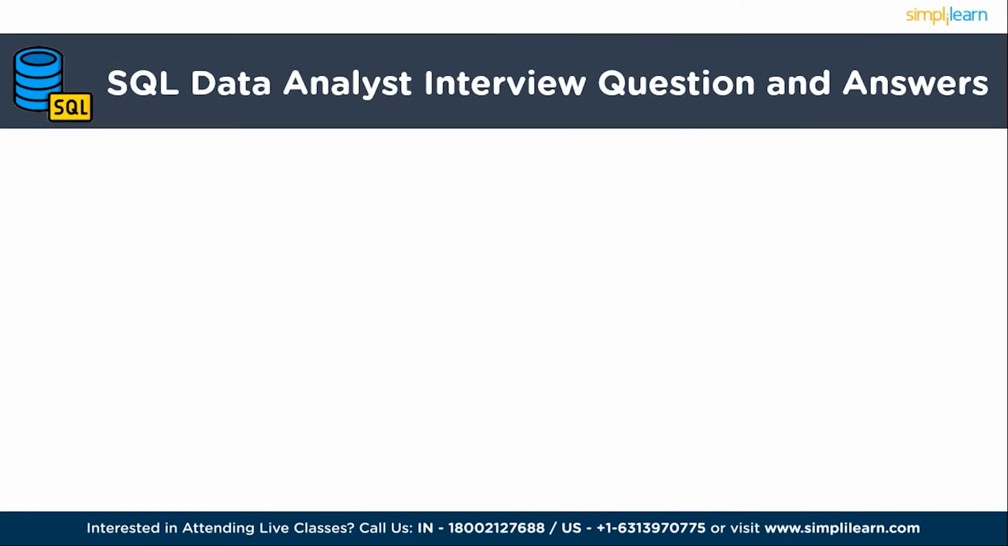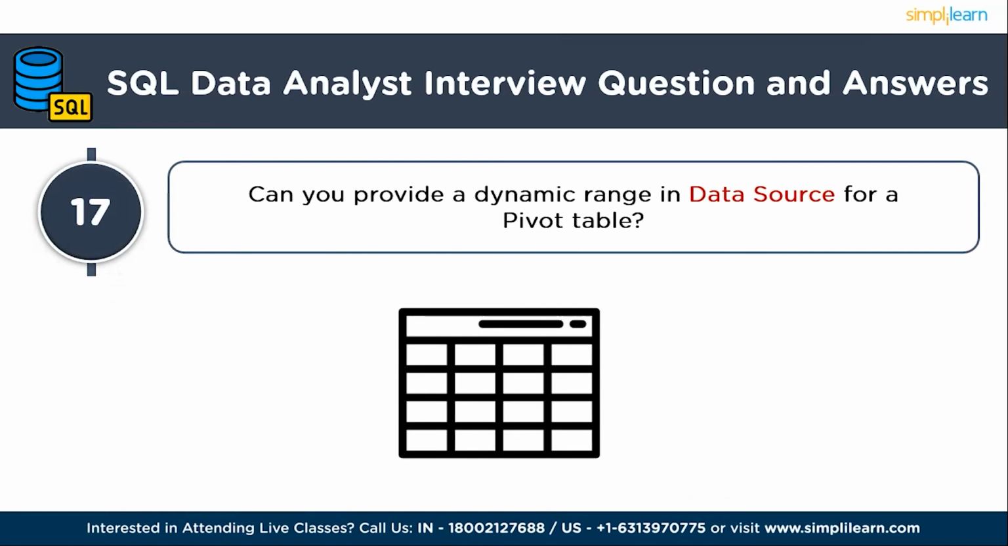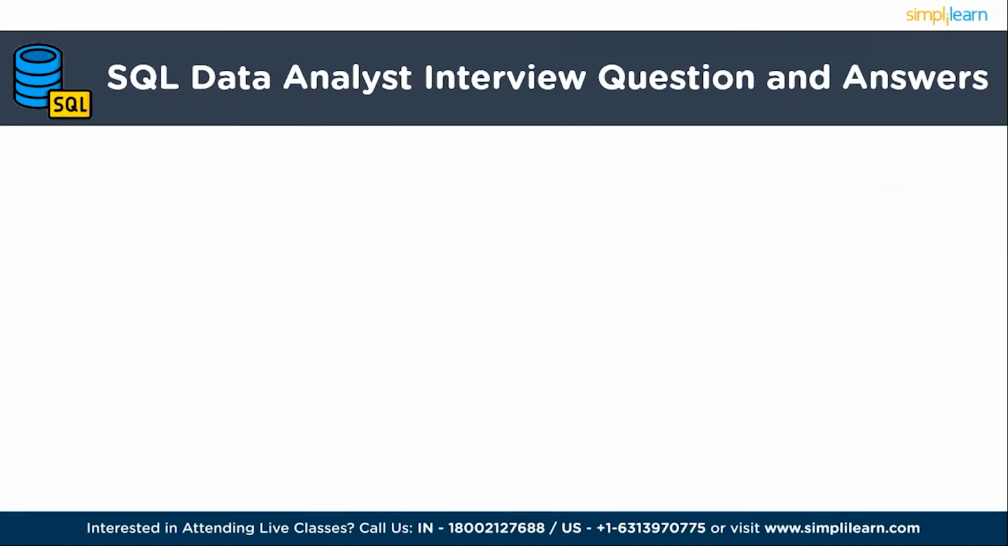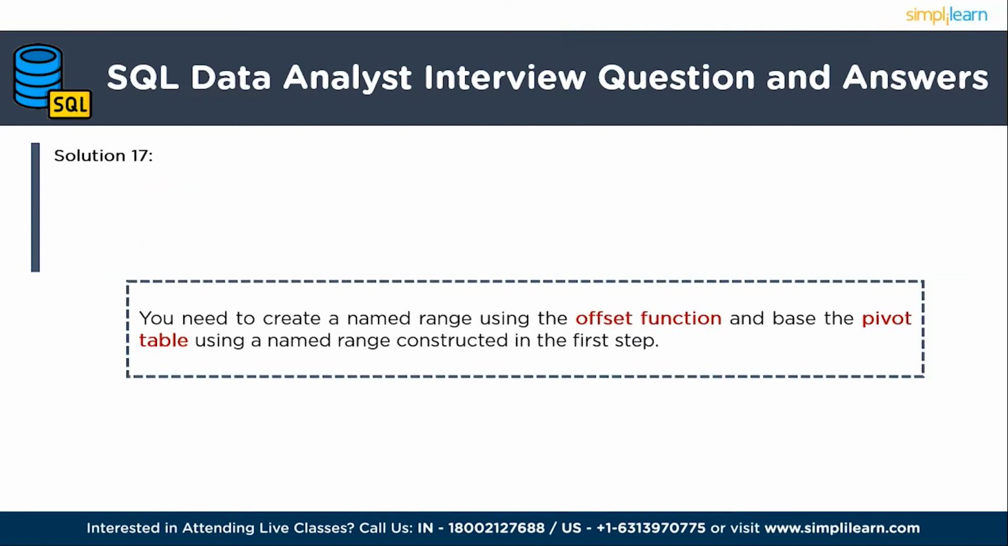And moving on to the next question, that is, can you provide a dynamic range in the data source for a pivot table? So the answer is yes, you can provide a dynamic range in the data source of pivot tables. To do that, you need to create a named range using the OFFSET function and base the pivot table on the named range constructed in the first step.